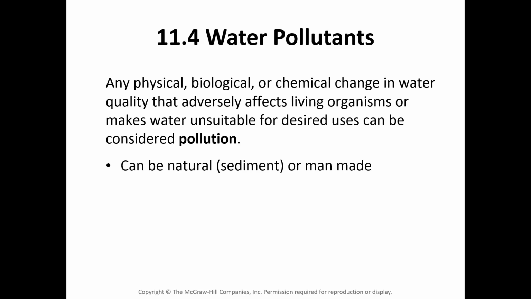So we've talked about air pollutants before, and just like we saw with air, water pollutants are any type of physical, biological, or chemical change in the quality of the water that can cause living organisms to be impacted. So it can be things living in the water itself, or it is not able to be used by other living things, for example, for drinking in that case. So again, we call these things pollution.